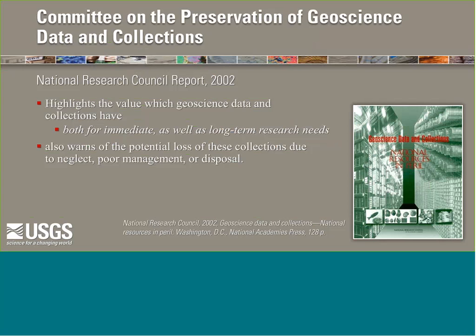Starting with this report, Geoscience Data and Collections: National Resources in Peril, published by the NRC in 2002, stressed that geoscience data and collections have both immediate and long-term value for resources, as well as engineering needs. But this report also warned that many of these collections are in danger of being lost through mismanagement, neglect, and disposal. Recognizing that not all materials can be kept forever, the report offers recommendations on how to evaluate these collections, where they might be stored, and how to provide access to the materials.